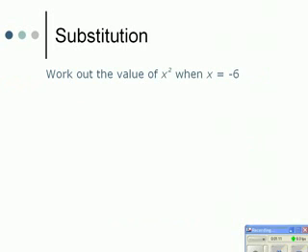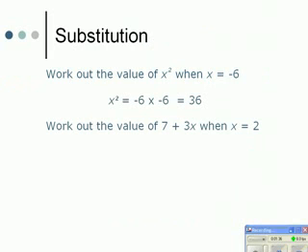Work out the value of x squared when x is minus 6. So this time they're changing the question slightly by giving you a minus number. Again, x squared means x times x, so I've got to do minus times minus, which will give me a positive answer, and 6 times 6 is 36.